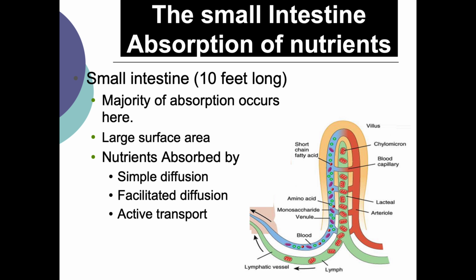So your white blood cells are constantly monitoring for infection and constantly trying to protect you. And then your fats get absorbed into the lymphatic system. Yeah, here we go. Fatty acids coming into the lymphatic system. Got the amino acids and the monosaccharides going into the blood. So this is how we're absorbing all of our nutrients here. Yeah, there you go. 10, 12 feet long. That's about right for most people.